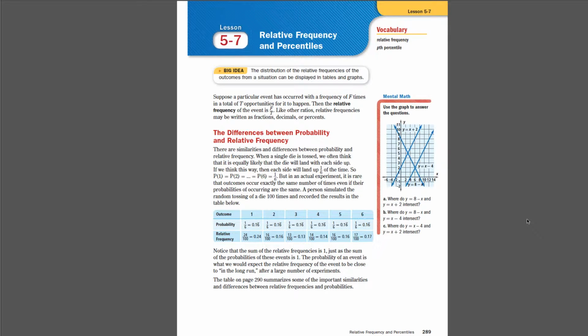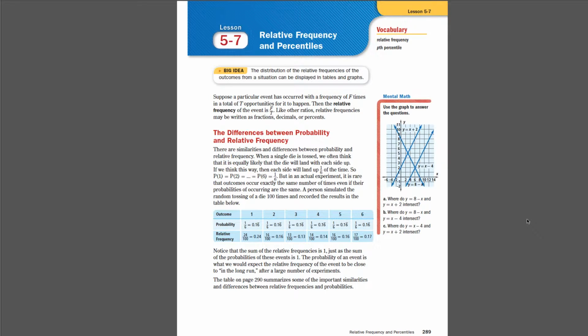The big idea here is the distribution of the relative frequencies of the outcomes from a situation can be displayed in tables and graphs. You just finished with probability. Probability is the mathematical idea of outcomes for something.